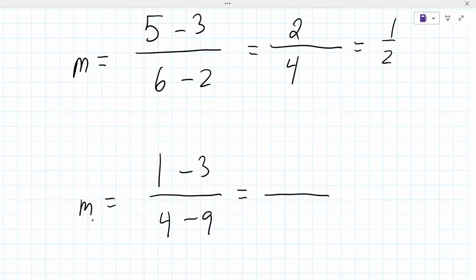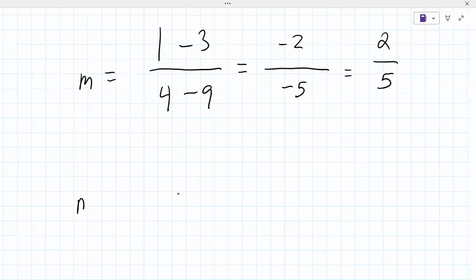What does that become on the top and the bottom? 2/5. So it's negative 2 over negative 5, which does reduce to 2 over 5. But my concern is, did you get the negatives? Yes. Okay, that's great. Let's try some more here.